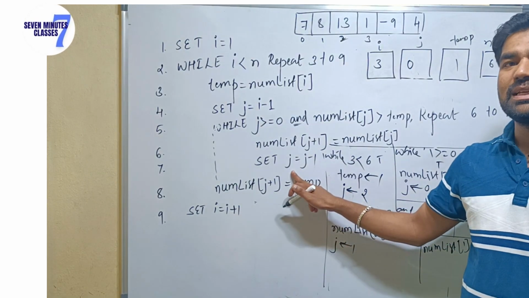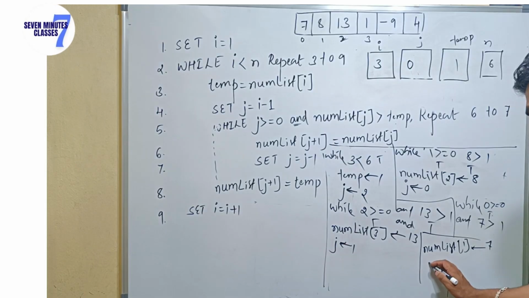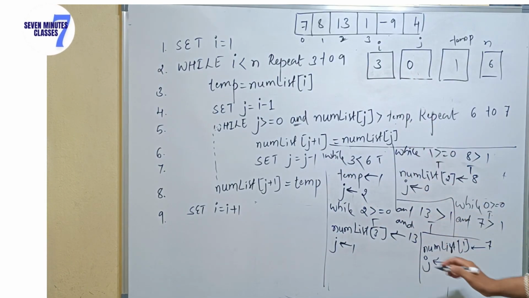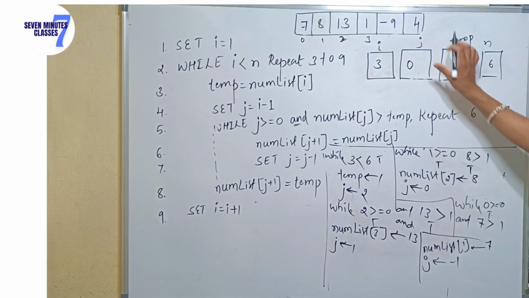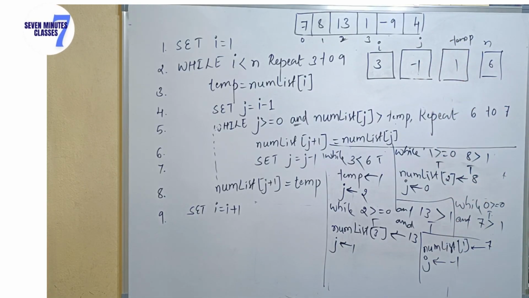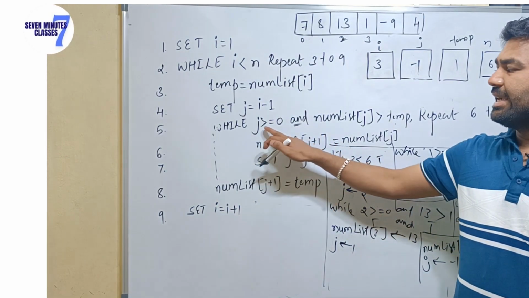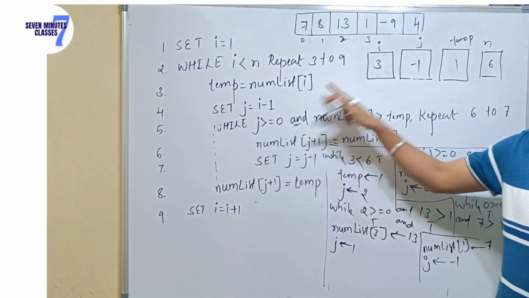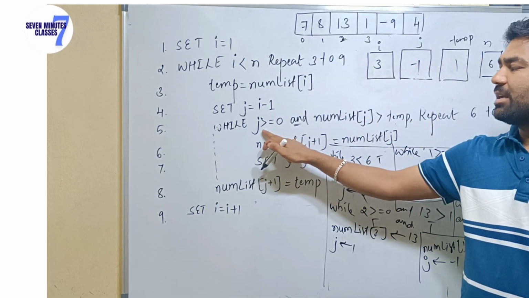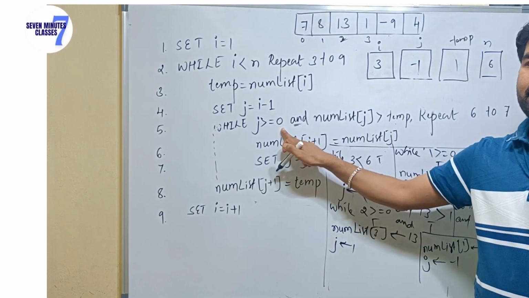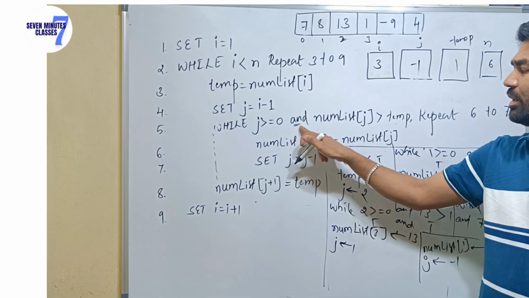Again j has to be decremented by 1, that is j becomes j minus 1. J was 0. 0 minus 1 is minus 1. Now the j value became minus 1. Again go back to the loop. So what is that? J is greater than or equal to 0. Then what is the value of j? Minus 1. Minus 1 greater than or equal to 0. False. Okay, and no need of checking this.